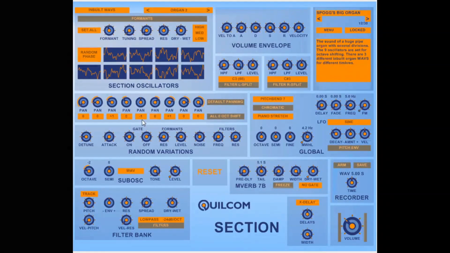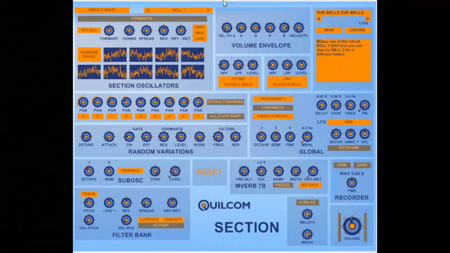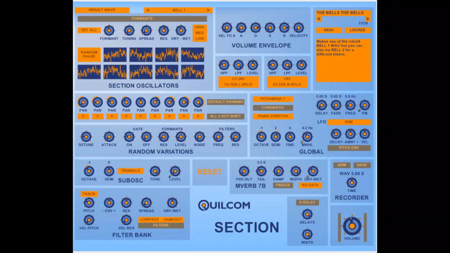Since we have the option of going up or down an octave on all the oscillators, and with the waveform randomization and so on, we can make quite a big organ sound. When we choose an appropriate waveform and other settings, we can make some quite nice bell sounds.